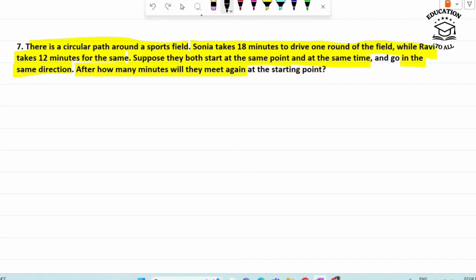It's the given question. This is a circular path. Let's imagine Sonia starts at this location and starts running in this direction. And Ravi also starts at this location and runs in the same direction. After some rotations, they will meet again at the starting position after how many minutes. This can be found by using LCM, the least common multiple.